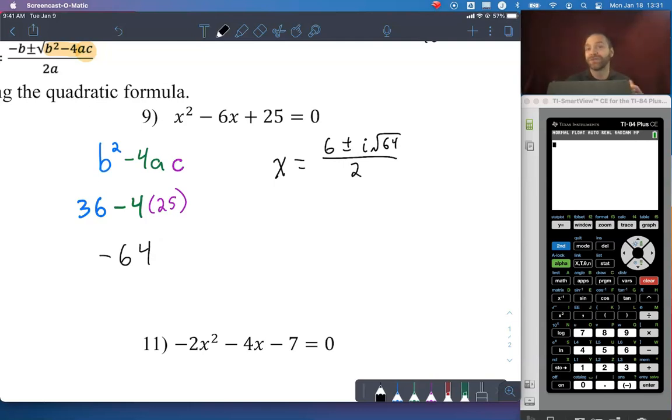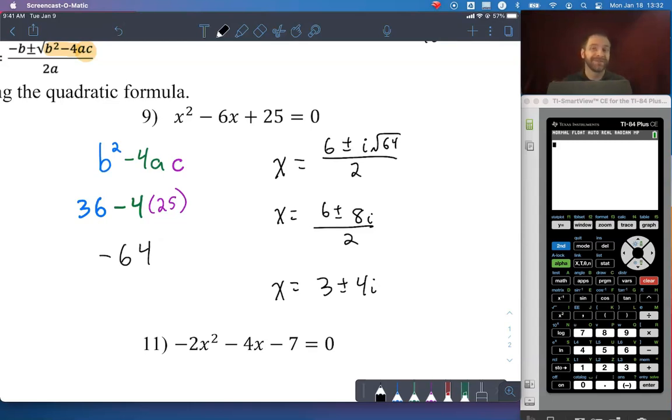Why do I need to write down 2 parentheses, 1 parentheses? It's just 2 times 1. Well, in this case, the square root of 64 is 8. So I have 6 plus or minus 8i over 2. Now, both of those are going to be divisible by 2. And so I'm going to do 3 plus or minus 4i. And that's my answer.